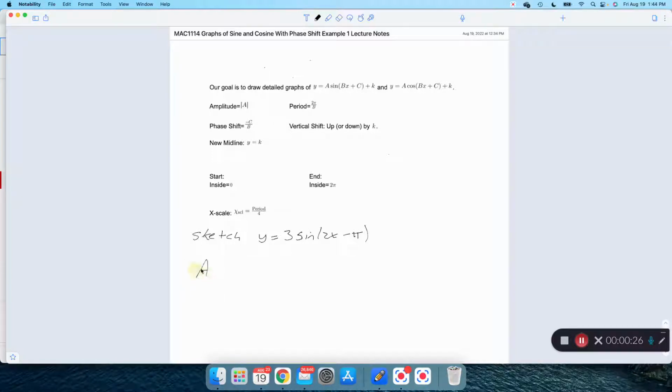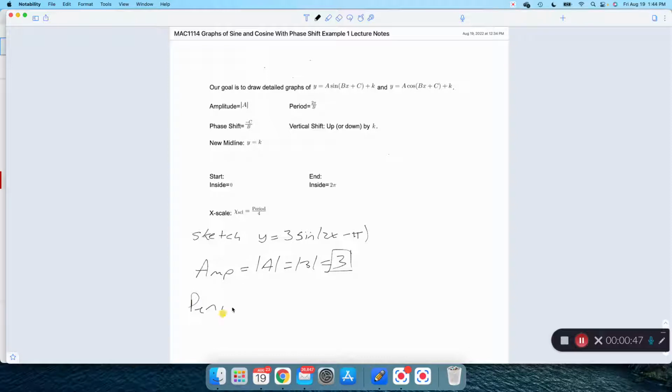First, we find our amplitude, which is always the absolute value of A. A is the number multiplying your sine or cosine. That's an S there, not a 5. That may have made it worse. So A here is 3. Absolute value of 3 is just 3. There's our amplitude.